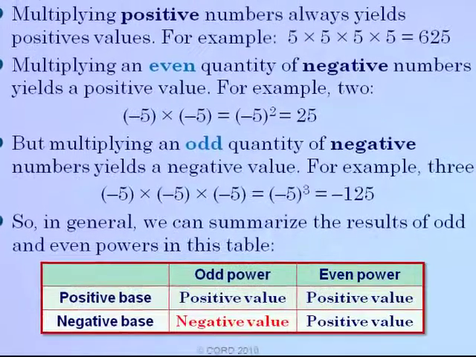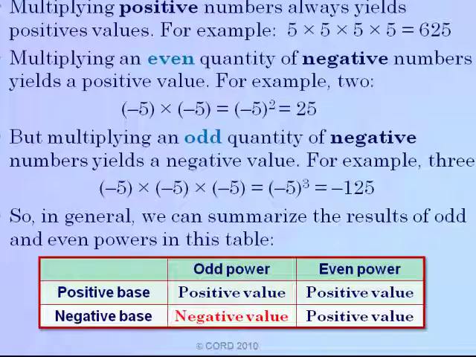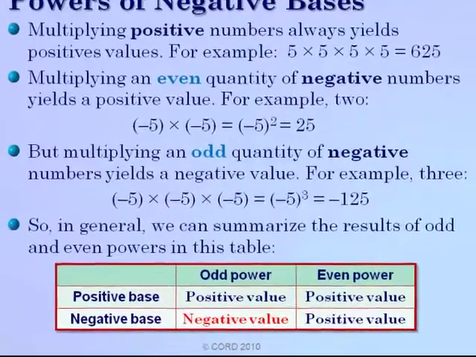So in general, we can summarize the results of our odd and even powers in this table. If we have an odd power with a positive base, we have a positive value. If we have a negative base, we'll have a negative value. But with an even power, no matter whether we have a positive or negative base, we'll always have a positive value. You might want to jot this table down. This will be helpful to remember.